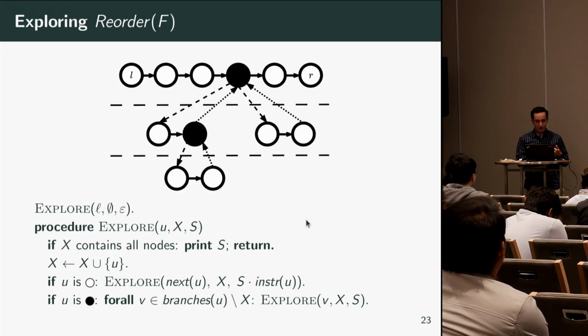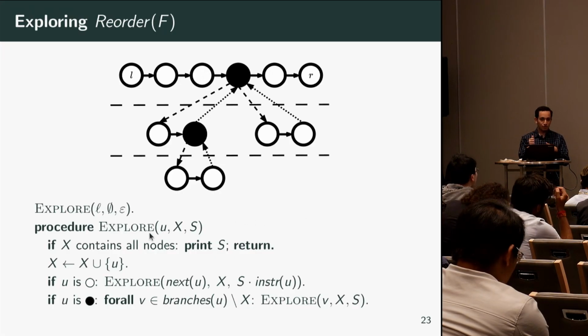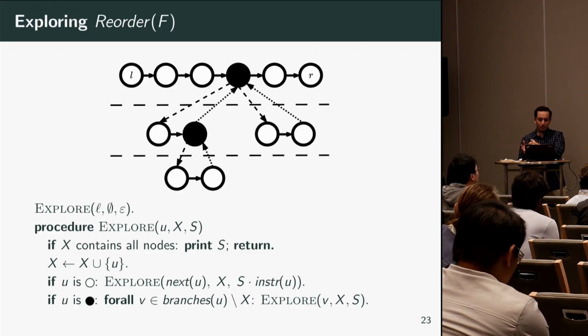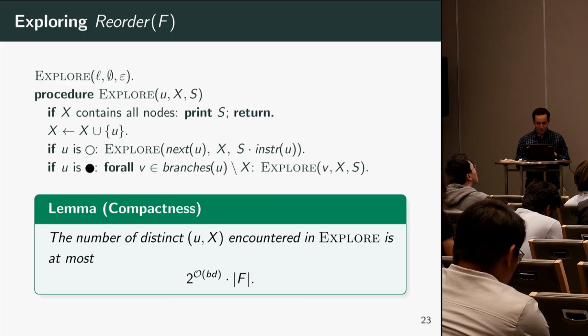So we can design an exponential time algorithm, a recursive one, which does this. It has three parameters: a currently visited node u, the set of all visited nodes so far, and a string of all instructions we accumulated up to this point. The interesting case here is that if we're traversing a node carrying an instruction, then there's no branching, so we just move to the next one. We append the instruction to S and move on. Otherwise, we have a branching, so we look at all the branches that are not visited yet, and we explore all of them.